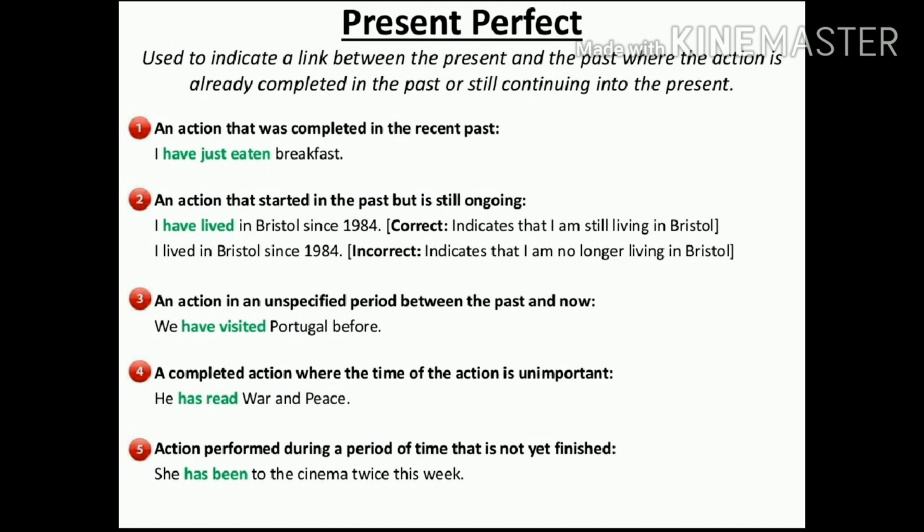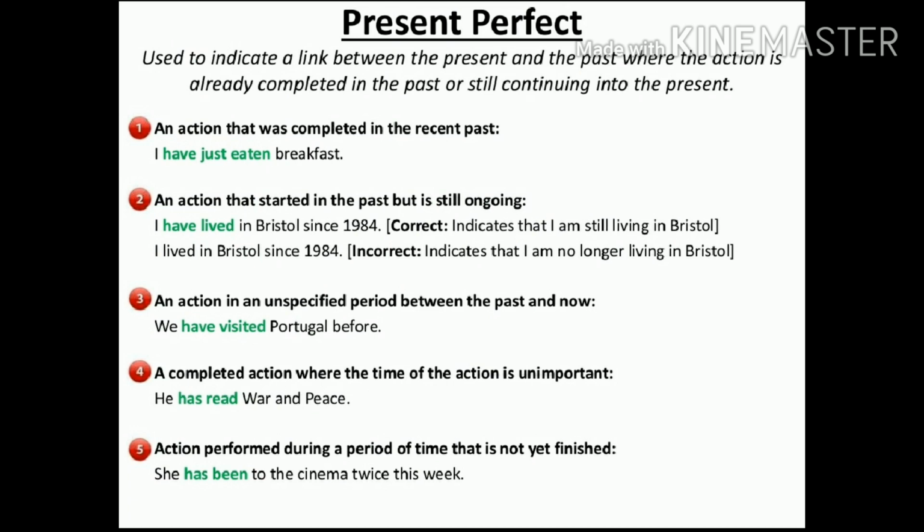Last but not the least, action performed during a period of time that is not yet finished. Means if any action is taking place, or if you want to talk about any action which has been taking place recently but has not been finished, then we will use present perfect tense. Example, she has been to the cinema twice this week.